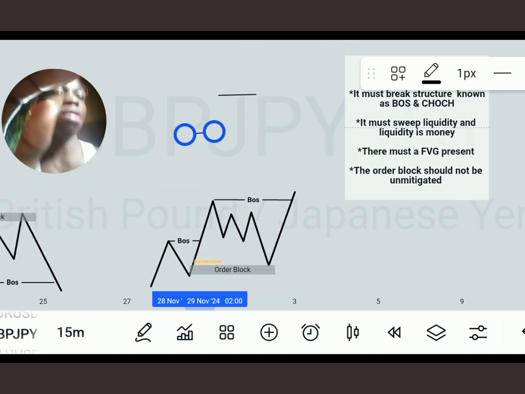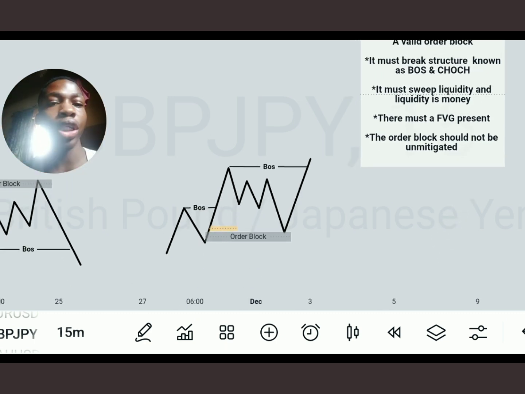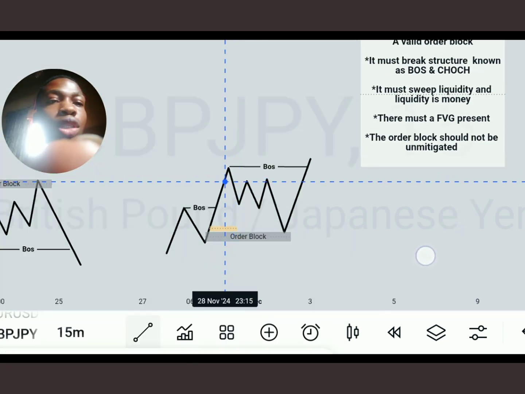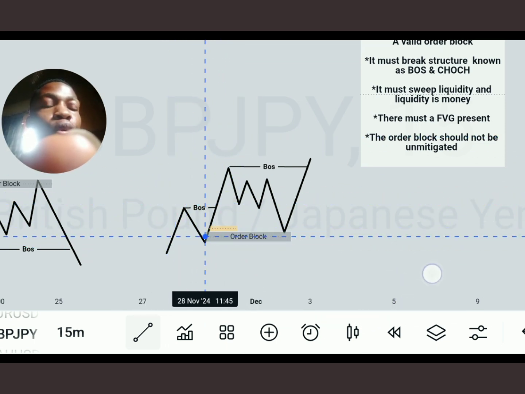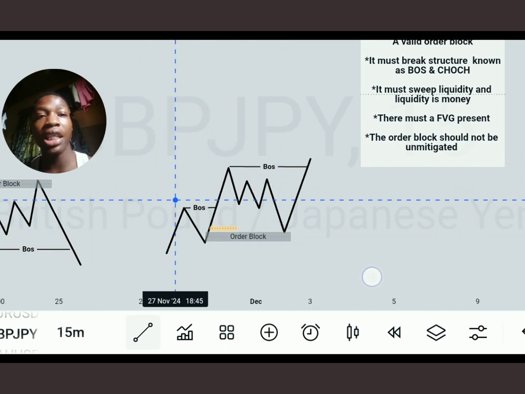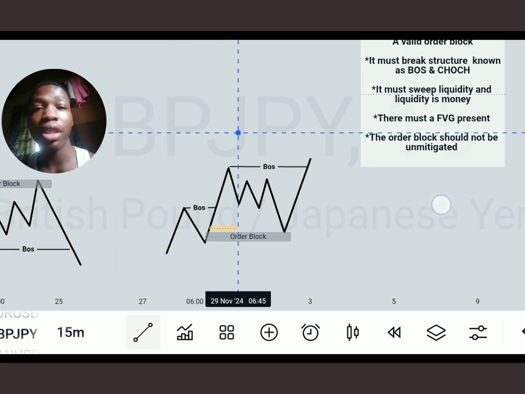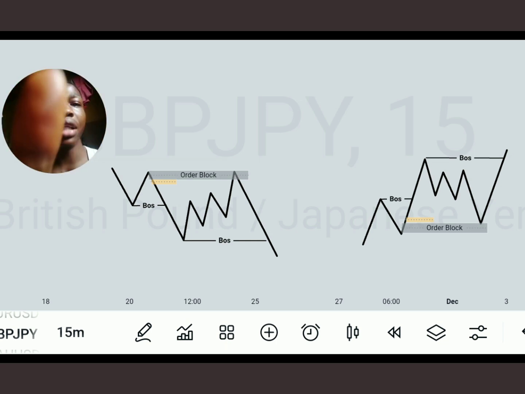So let's move to the main thing. If you want to identify a valid order block, it must have a break of structure or change of character. Number two, you can see the break of structure here. Here is the break of structure. This is a bullish market. This is the market structure. The market is bullish, the trend is bullish, an upwards trend. So this one is a break of structure in a bearish market. So this is how you can identify a break of structure.